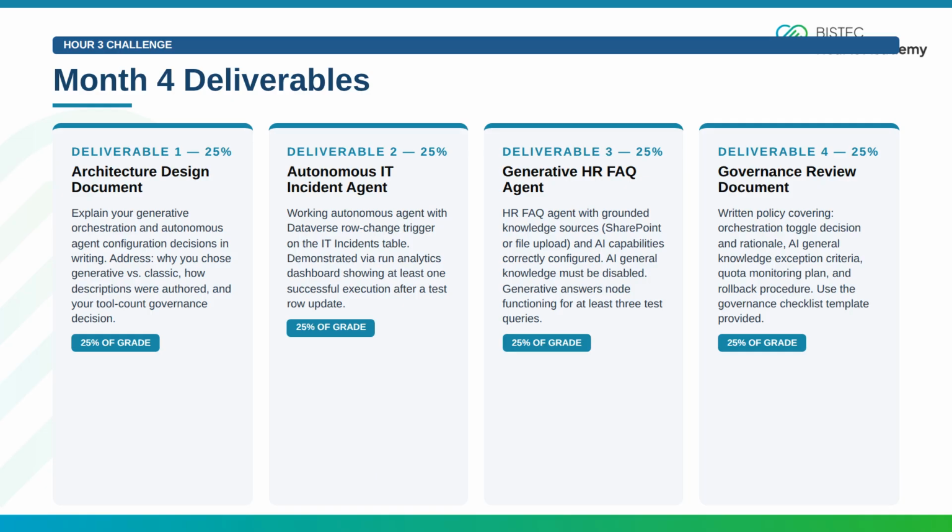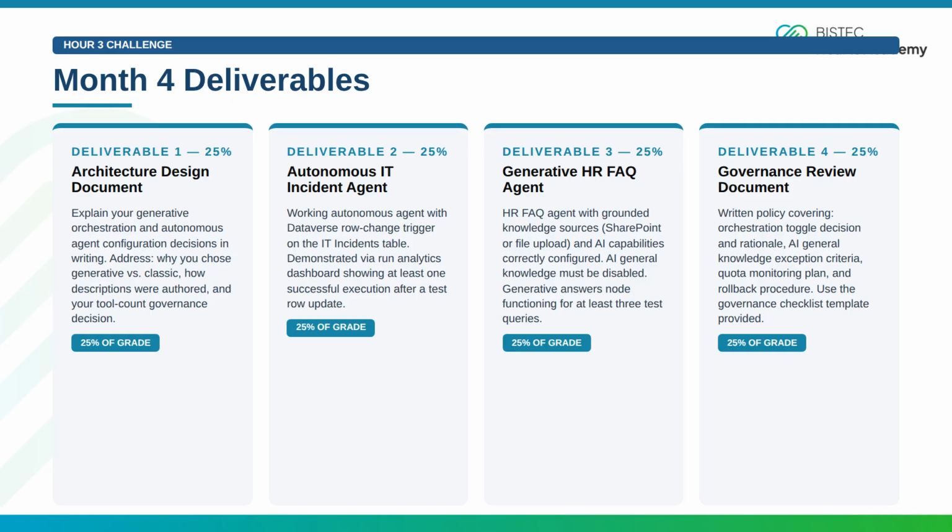Deliverable 3 is the generative HR FAQ agent. Grounded knowledge sources and AI capabilities correctly configured, with AI general knowledge explicitly disabled. Capture a screenshot of the AI capabilities tab as evidence. Generative answers node verified for at least 3 test queries. The grounding requirement is non-negotiable.